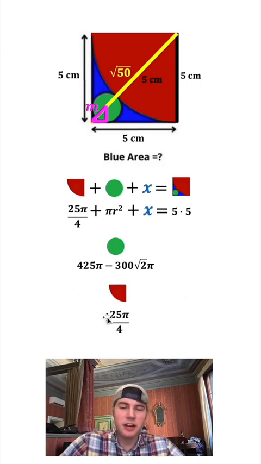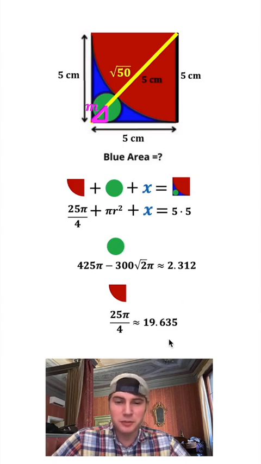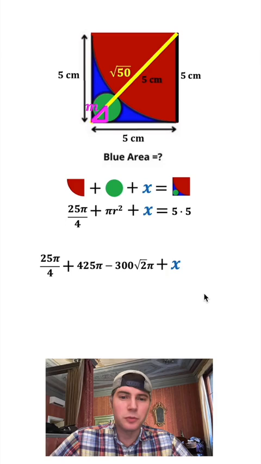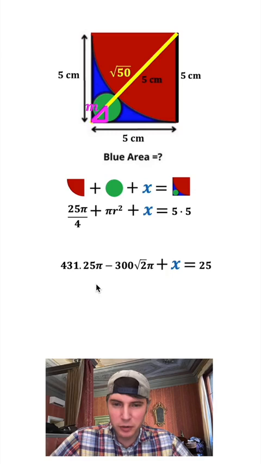And then this right here is the area of the red quarter circle. This is approximately 2.312, where this is approximately 19.635. So now let's take both of these and add them to the x, and that's going to be equal to 5 times 5, which is 25. 25 over 4 is 6.25, and we can combine both of these to give us 431.25 pi.